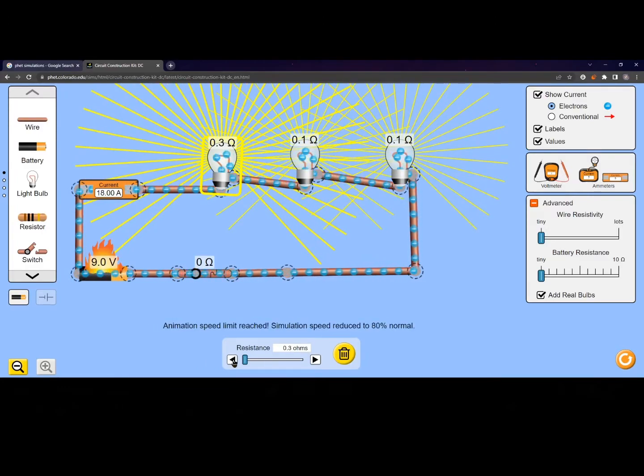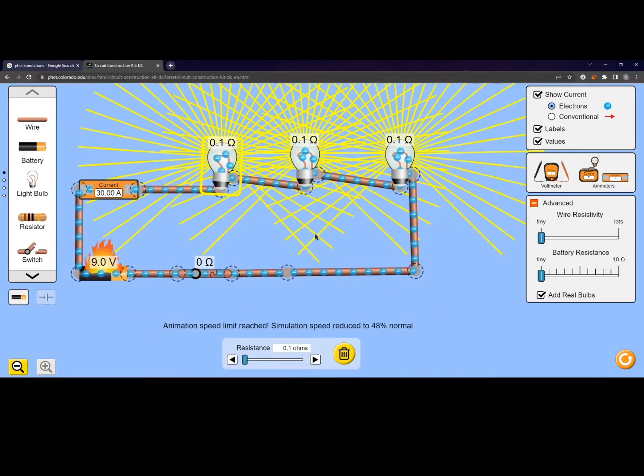Point 0.9, animation speed limit reached. So just experiment and see what happens. I'm actually looking at this for the first time because I've experimented with so many things, but I never did try to put it to 0 so far.